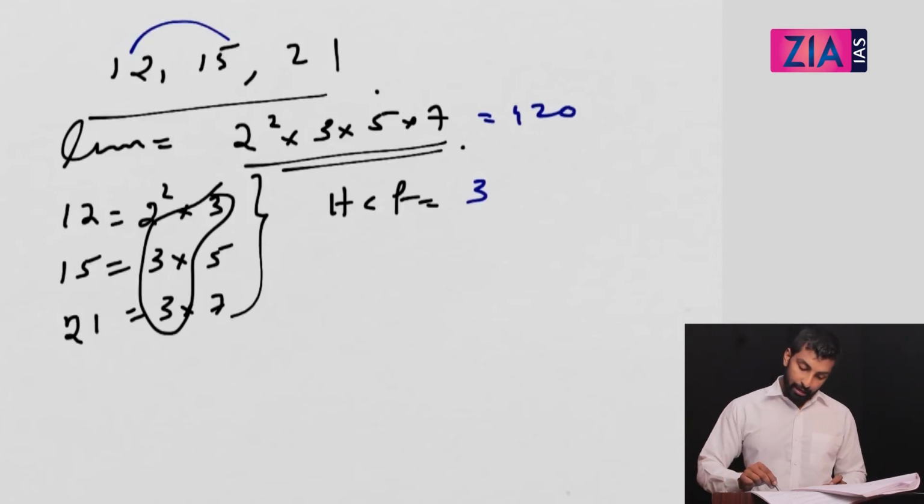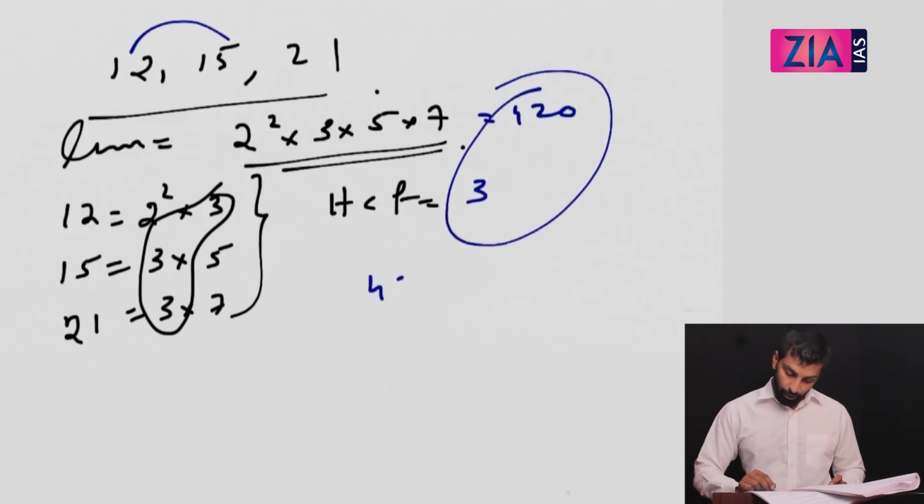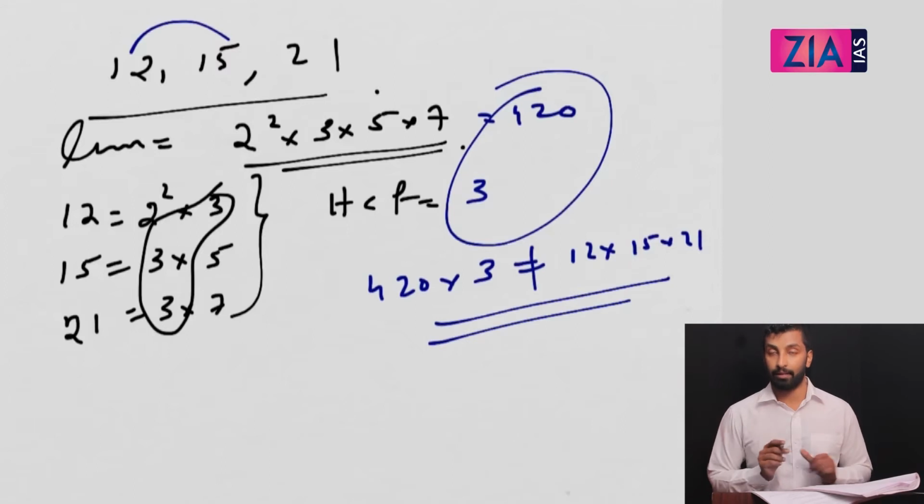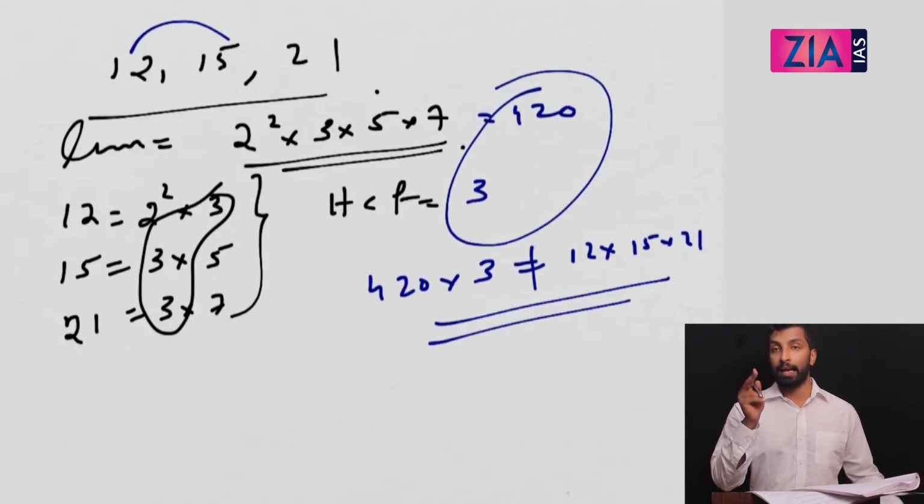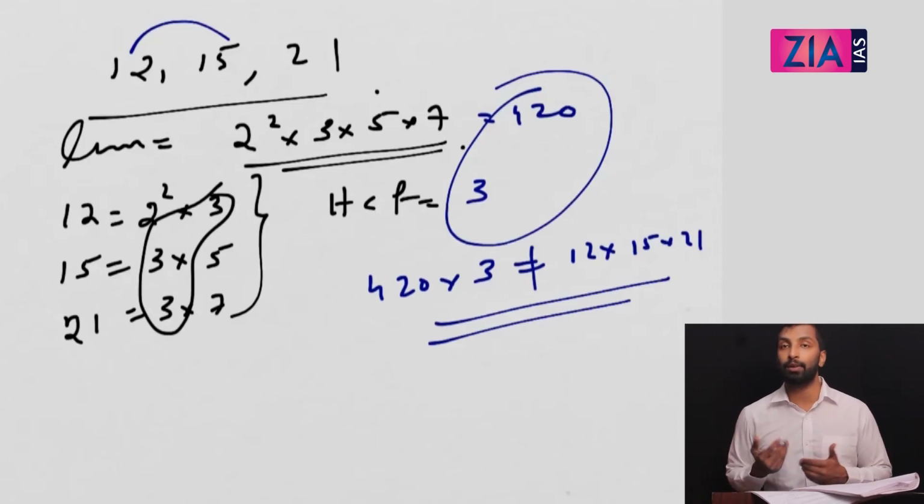Now you can multiply LCM and HCF. So 420 into 3 is not equal to 12 into 15 into 21. You can do this calculation, but there is no need to. This is not equal, I know this, right? So if there are three numbers, the rule is not applicable. LCM into HCF will not be equal to the product of the numbers. But if it is two numbers, the LCM and HCF, if you take the product, you will get it equal to the product of the two numbers. So the product of LCM and HCF will be equal to the product of the two numbers, and based on that you will get questions.